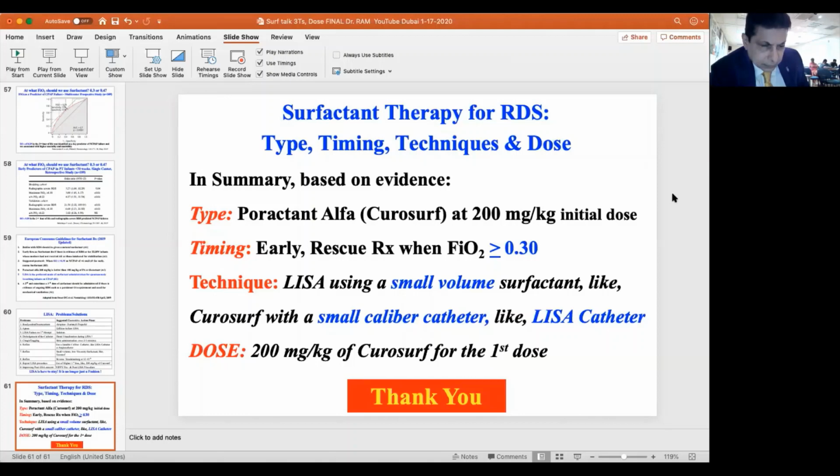So you want to have a surfactant that actually can be delivered as a small diameter molecule, and that is very difficult in a baby whose trachea and airways are moist and wet. So that's why some people are trying atomization.